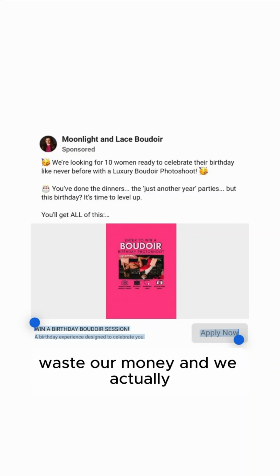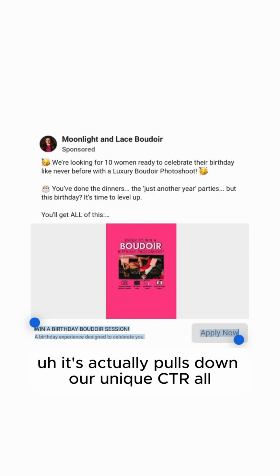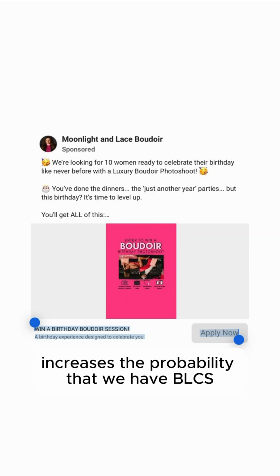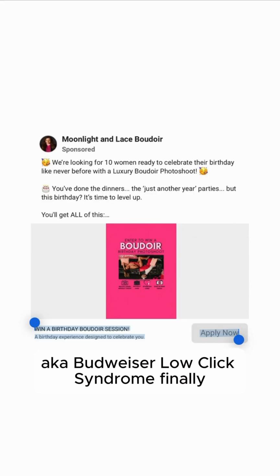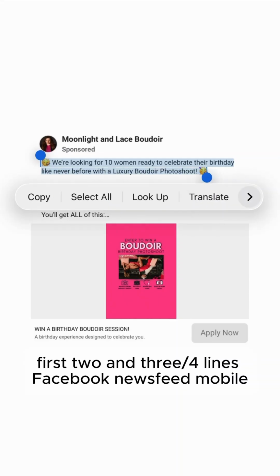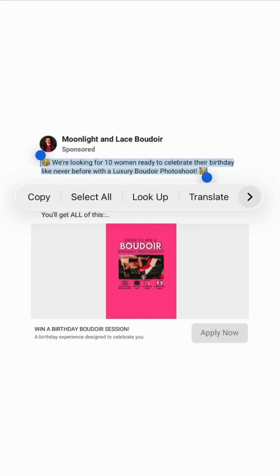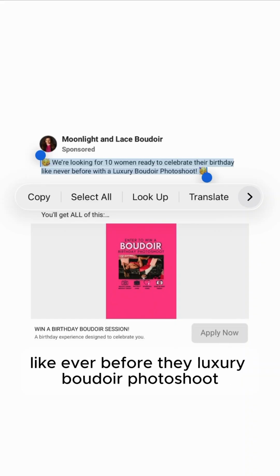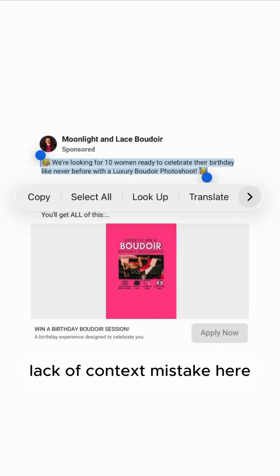And this actually pulls down our unique CTR all under 6%. And it actually increases the probability that we have BLCS, aka Boudoir low click syndrome. Finally, we're looking up here at the headline. First 2 3/4 lines, Facebook newsfeed mobile. So let's say we look for 10 women ready to celebrate their birthday like ever before, their luxury boudoir photo shoot. All right, so yeah, lack of context mistake here.